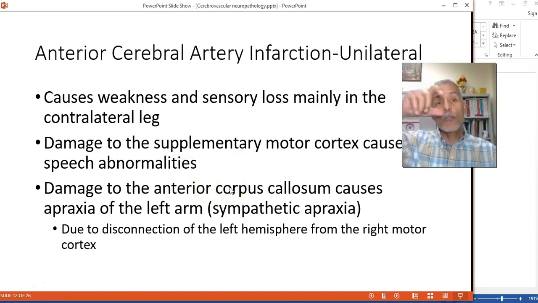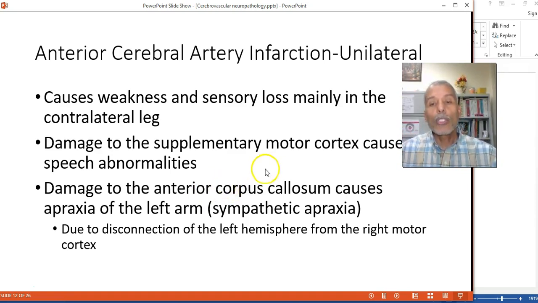Recall that parts of the anterior cerebral artery supply the anterior corpus callosum. So damage in that area causes apraxia of the left arm. Apraxia is inability to direct some kind of organ, whether that's the tongue or the hand or whatever, to do what you want it to do. Even though you know what you want, it is not doing what you want it to do.